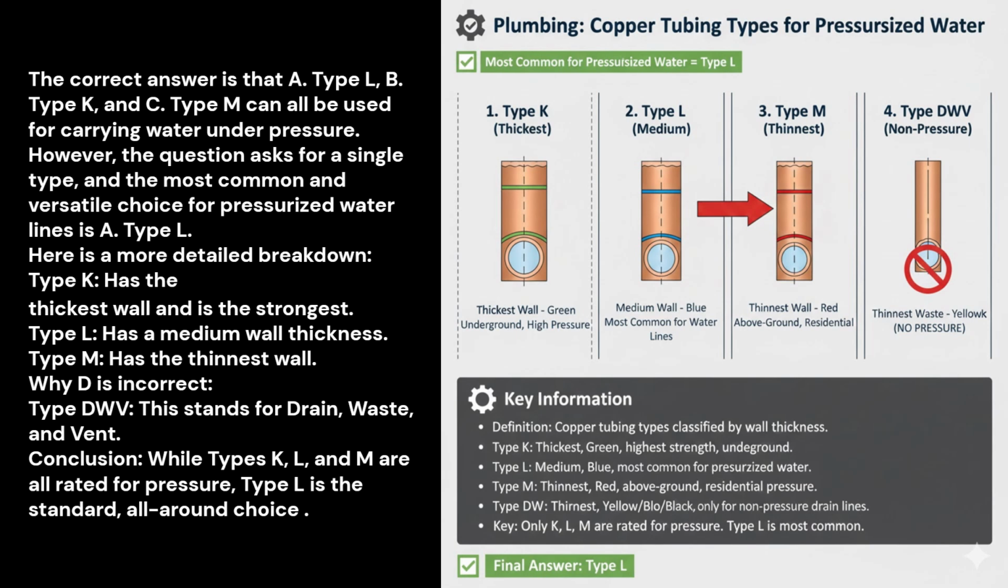D is incorrect. Type DWV. This stands for drain, waste, and vent. It has the thinnest wall of all and is designed for non-pressurized applications only, such as drain lines. It cannot be used for carrying water under pressure. Conclusion: while types K, L, and M are all rated for pressure, Type L is the standard, all-around choice for pressurized water distribution within buildings.